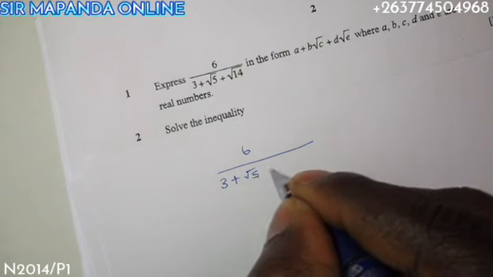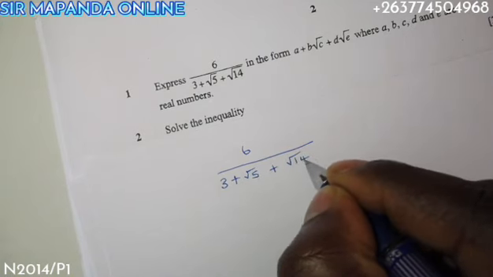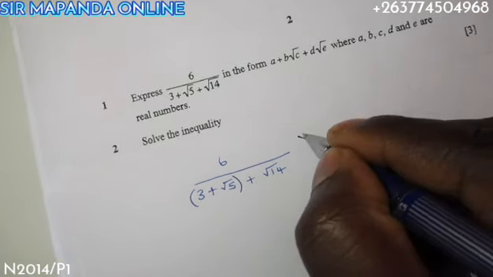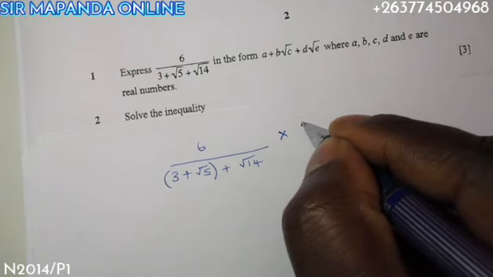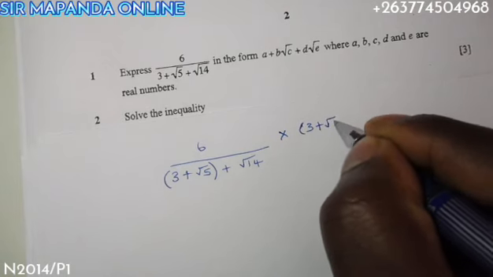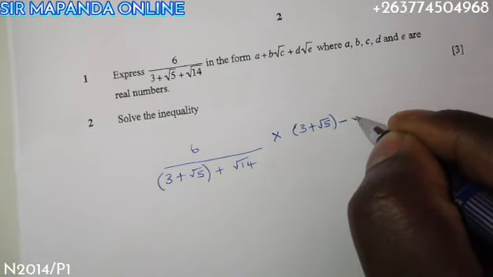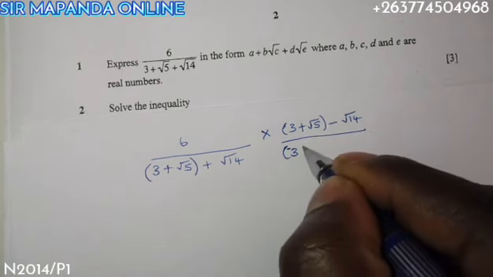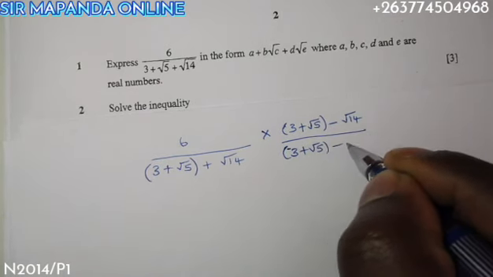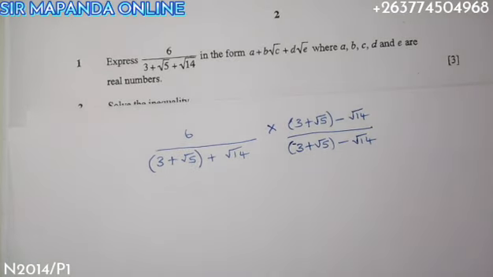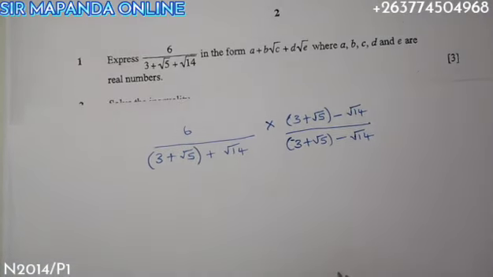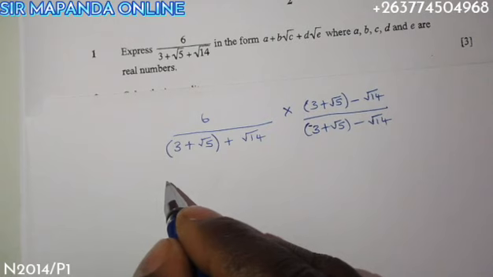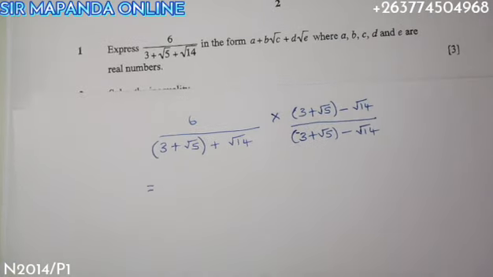So 3 plus root 5 plus root 14. Let me combine 3 with root 5. Then I rationalize by multiplying both the numerator and the denominator by 3 plus root 5 minus root 14. It's more of a conjugate. Right. So what I'm going to do here is 6 is going to multiply the numerator. Then on the denominator, I'm going to apply difference of 2 squares.